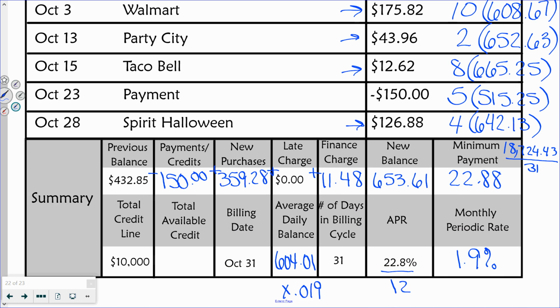And your last thing you find? Total available credit. So I just have to take the credit line and I subtract my new balance, right? So 653.61. Just because I have it available, does that mean I should spend it? No. I like to spend money too. Doesn't mean we always should.